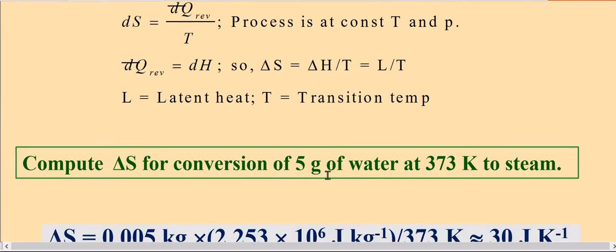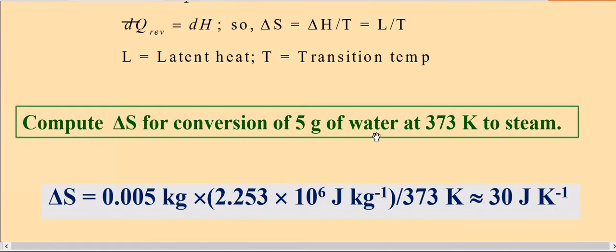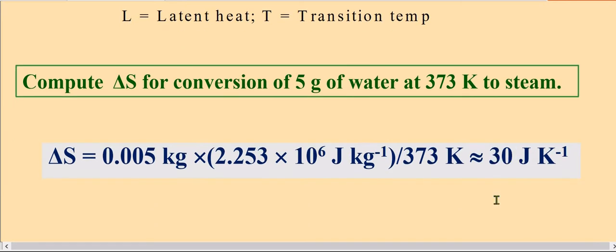So compute delta S for the conversion of 5 gram of water at 373 Kelvin to steam. What we require is the latent heat. So the mass of the water, this is the latent heat, and this is the temperature. The mass times the latent heat gives you the total latent heat, and divided by temperature, it is very easy to see. This is the computation.